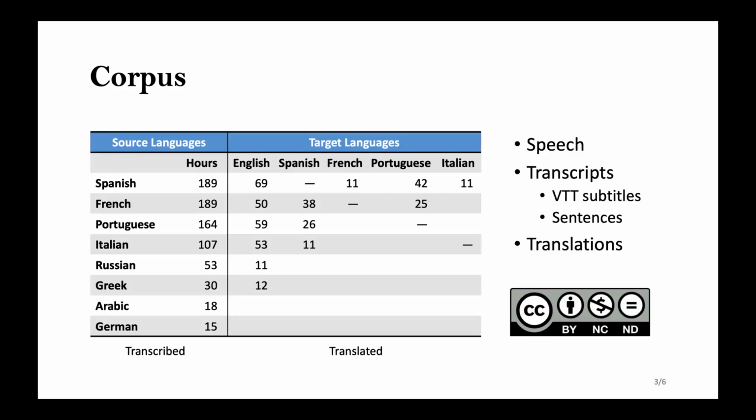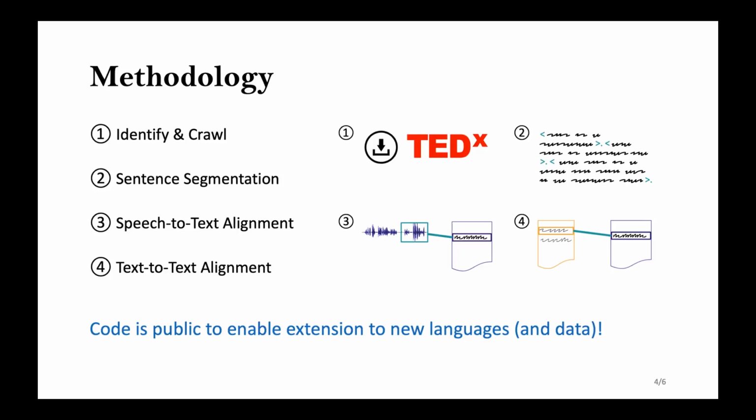To create the corpus, we first identify and crawl talks in a given language that are transcribed. Next, we concatenate all of the VTT subtitles and sentence-level segments. Then, using these sentence-level segments, we align to the speech in time. This involves some extensions to past work to deal with potential extra text in the transcripts that wasn't spoken, or anything that was spoken and not transcribed. And finally, if we have translations, we perform text-to-text alignment on the sentence-level segments. The code is all publicly available to enable extension to new languages from TEDx and potentially to other data sources as you like.